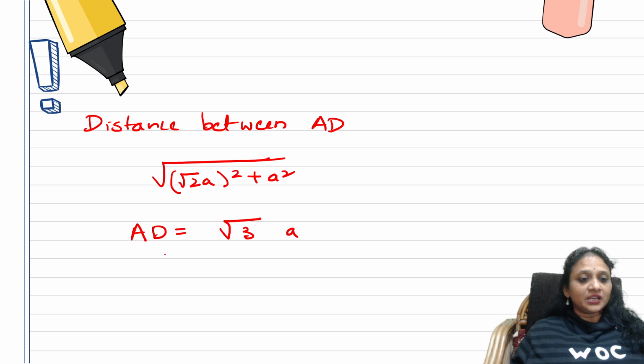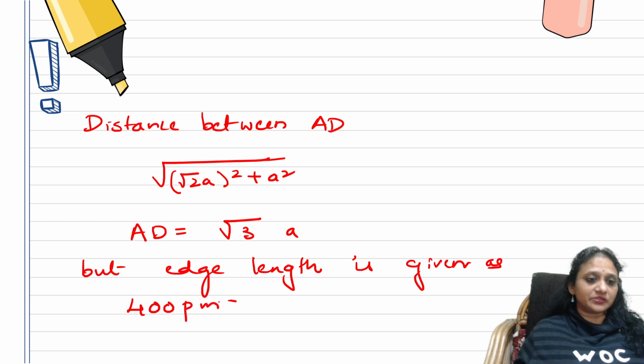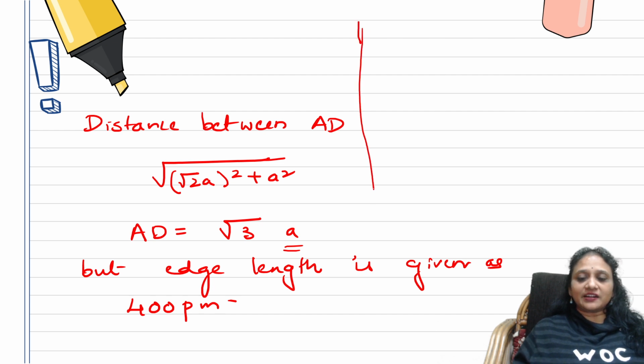Both are over. Now the edge length, how much did they give me, students? The value they have already given me. They said 400 picometer. Let us write that. The edge length is given as 400 picometer. This is what is given. Now substitute that value here. I'm going to write the same thing because space is less. I'll put one line here and write. Substitute that value. What is that value? AD is equal to root 3 into 400 picometer.